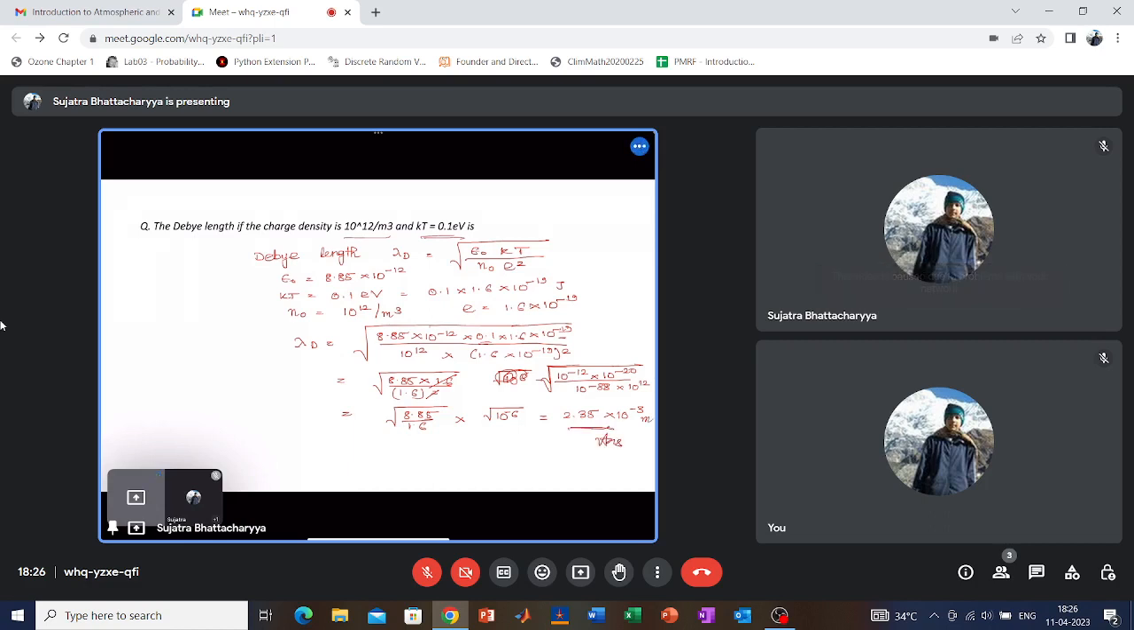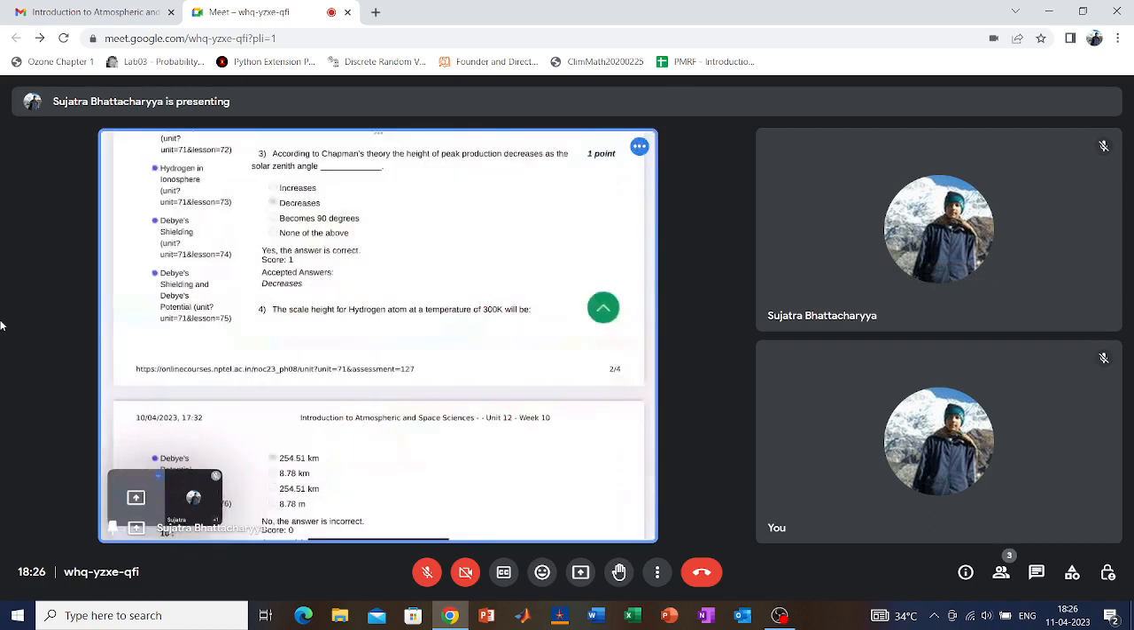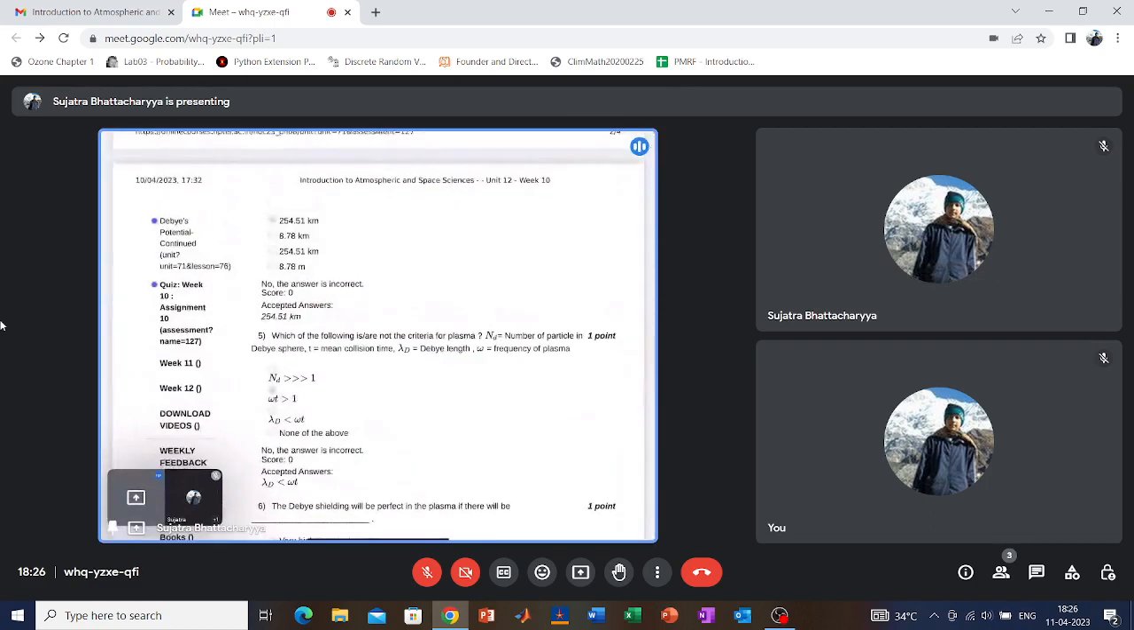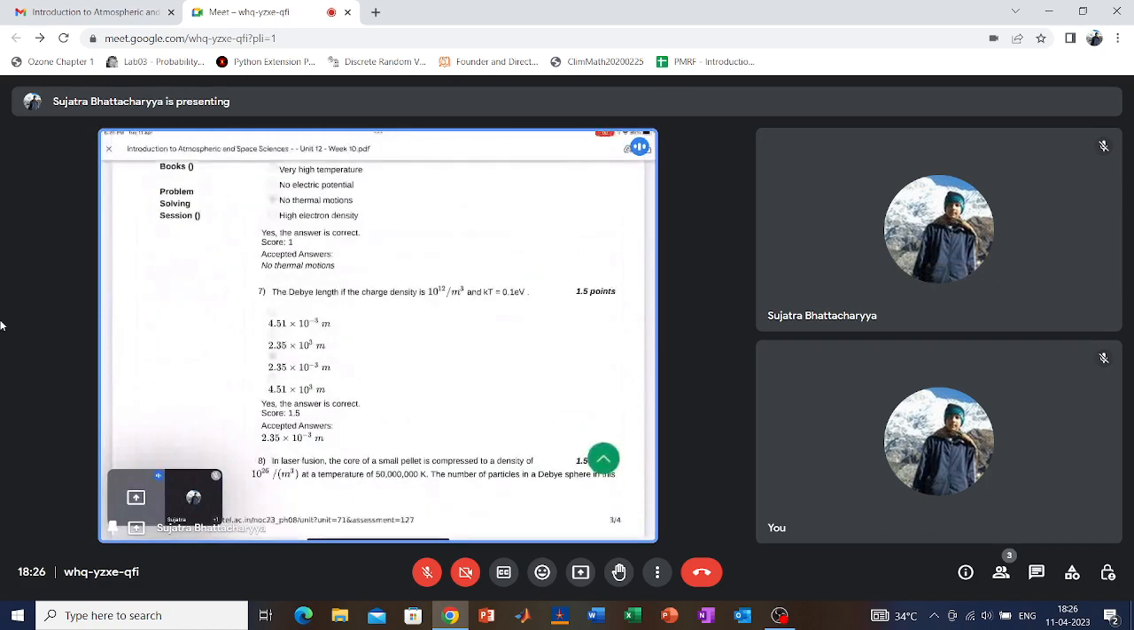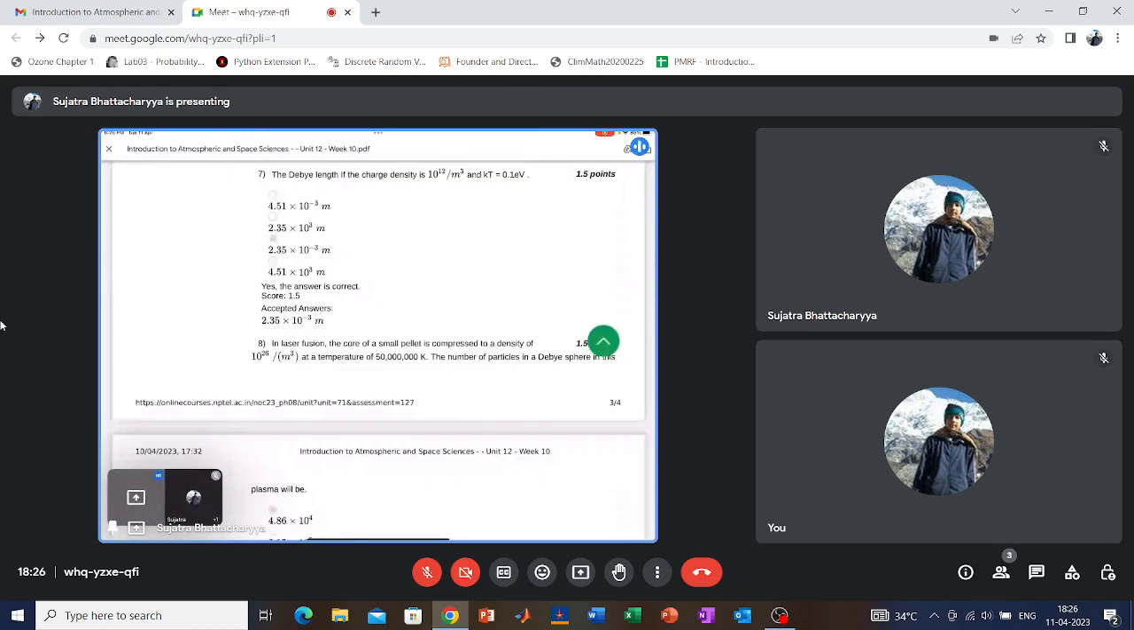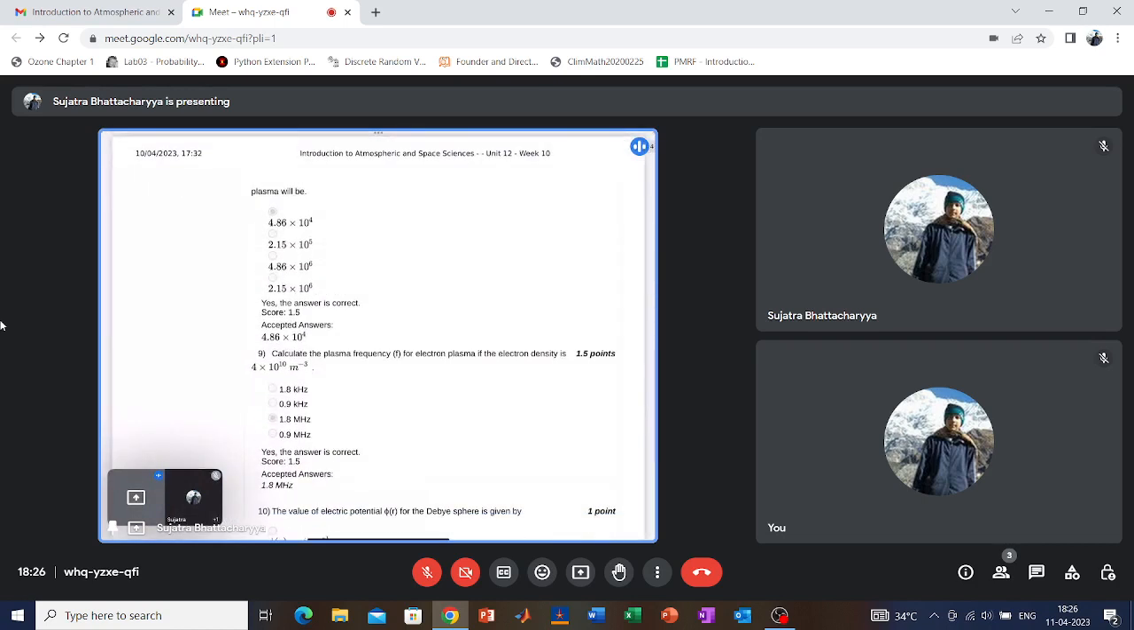And if you see the assignment question here, this we have checked, it is 254.51 kilometers, and this comes out to be 2.35 into 10 to the power minus 3 meters. This is the 7th question. So this is solved now. We will solve the 8th and the 9th question now.